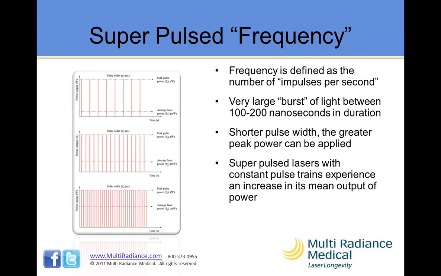The next thing that we look at is the frequency. And when we talk about laser therapy, we define frequency, obviously, as the number of impulses per second. And by using a super pulsed frequency, we're able to get a very large burst of light in a very short duration. So when you have a shorter pulse width, you can have more power. And so super pulsed lasers that have these constant pulse trains can actually increase the mean output of power. So you're actually going to get that better therapeutic effect by doing short bursts with a higher frequency.